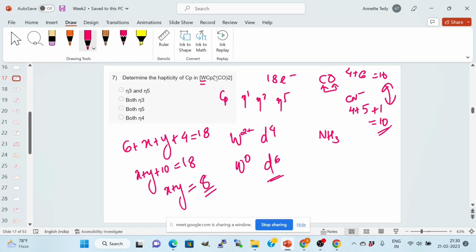So there are 2 Cp and we don't know how much each Cp is giving. So for X plus Y, one is X, one is Y, because we don't know. So X plus Y plus 10 is equal to 18 and X plus Y is equal to 8, which means that from X and Y we should get 8. So X can be 3 and Y can be 5, because hapticity 1, 3, 5 are possible, right? So option A is the right answer.